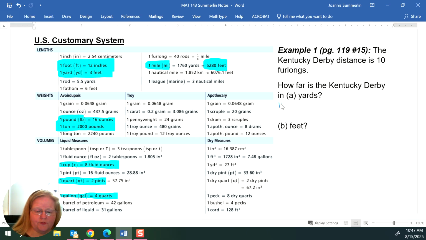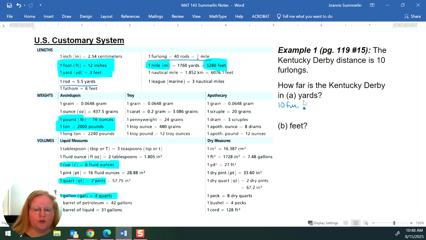It starts out with 10 furlongs. And it wants us to go to yards. So this is where they talk about furlongs, right? We could go from furlongs to rods. Over here we have rods to yards. Or we could go from furlongs to miles and then from miles to yards. Do you want to go to rods and then rods to yards? That keeps us away from the fractions. Let's do that.